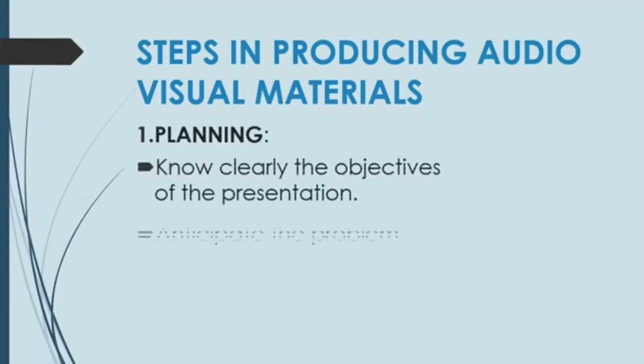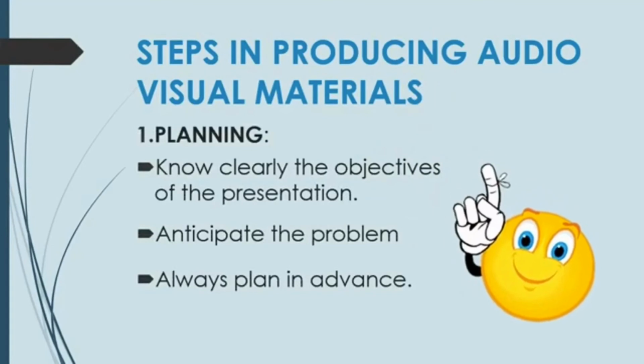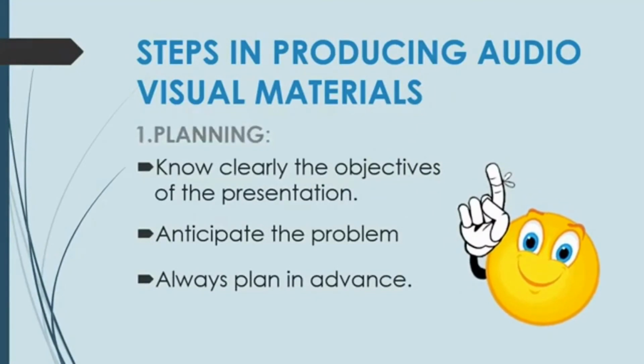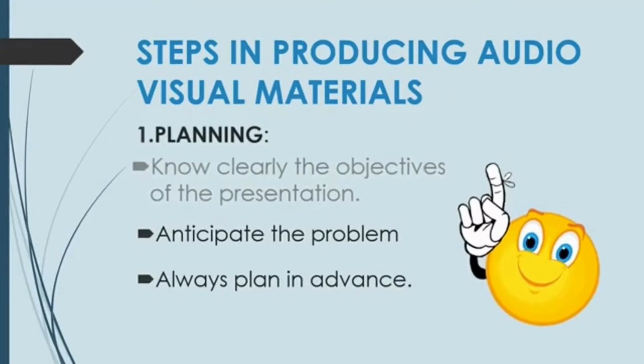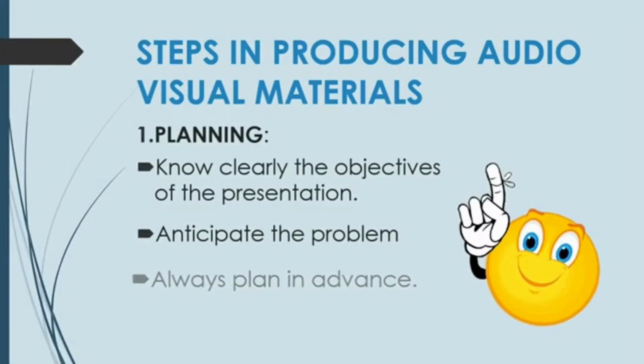Here are the steps in producing audiovisual materials. The first one is planning. Know clearly the objectives of the presentation. Plan well in advance. Anticipate the problem. Consider appropriateness to the subject and availability of facilities for the manner in which it is to be used.